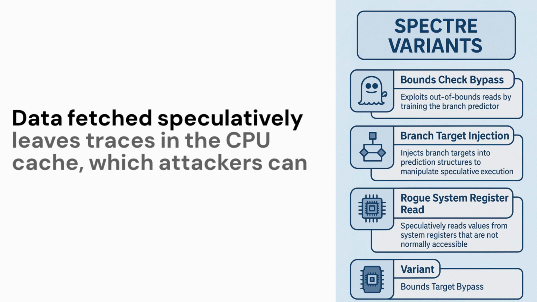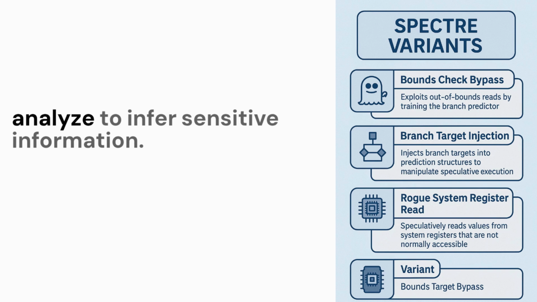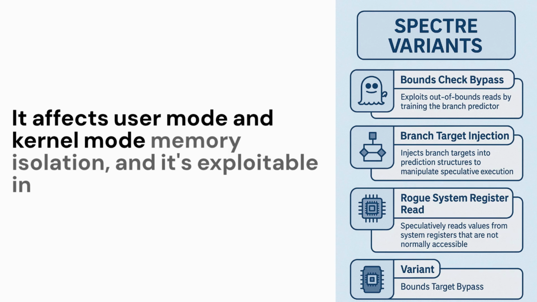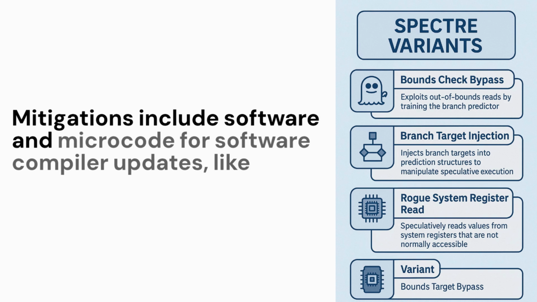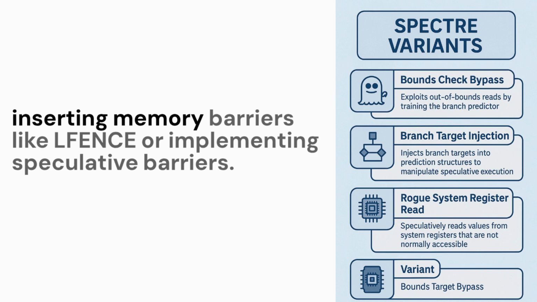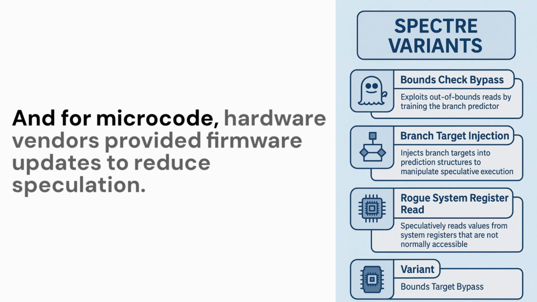Data fetched speculatively leaves traces in the CPU cache, which attackers can analyze to infer sensitive information. It affects user mode and kernel mode memory isolation, and it's exploitable in browsers via JavaScript and similar environments. Mitigations include software and microcode. For software, compiler updates like inserting memory barriers like lfence or implementing speculative barriers. And for microcode, hardware vendors provided firmware updates to reduce speculation.